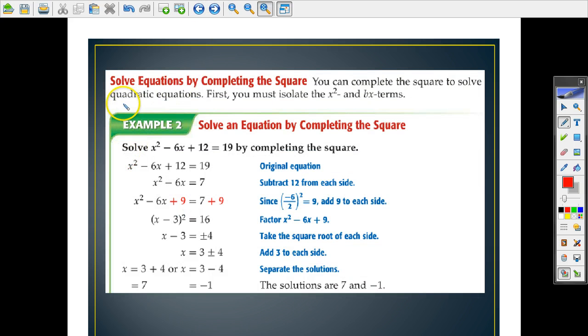Alright, welcome back. Solve equations by completing the square. You can complete the square to solve quadratic equations. First, you must isolate the x squared and bx terms.